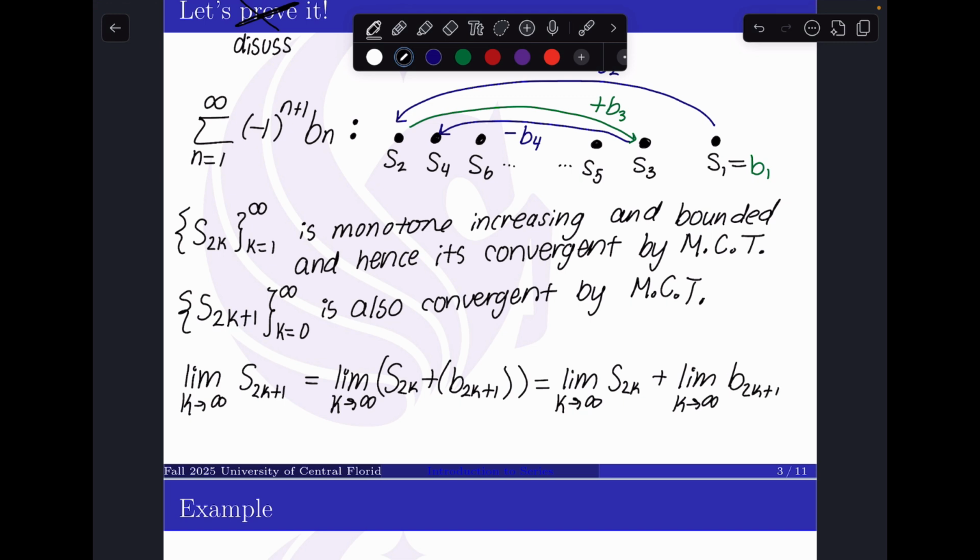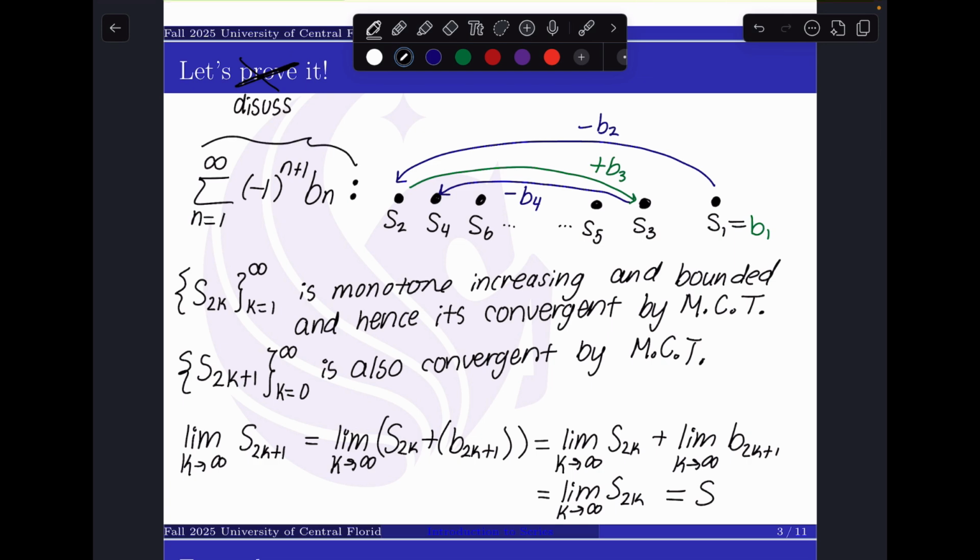Well, remember that one of the conditions for the alternating series test is that the limit as n goes to infinity of B sub n goes to 0. So then the limit as k goes to infinity of B sub 2k plus 1 is going to go to 0. And so we have that the limit as k goes to infinity of S sub 2k plus 1 is equal to the limit as k goes to infinity of S sub 2k. And let's just call both of those S. Well, that's exactly what the series is going to converge to, is S.